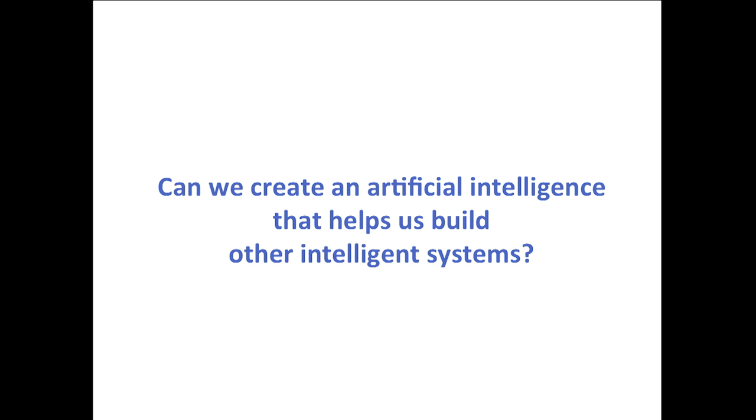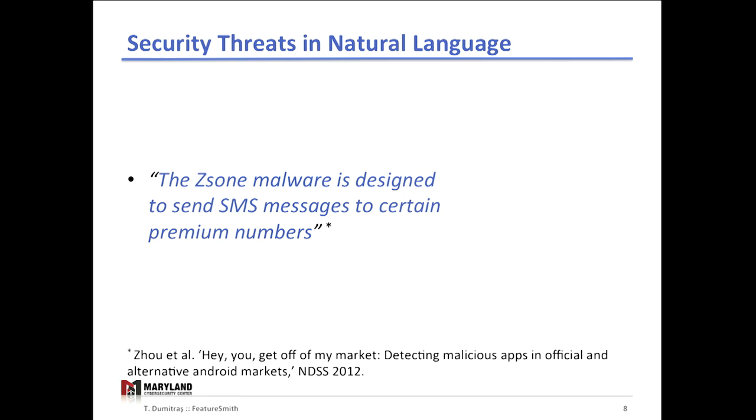So to do that, we need to understand first how security threats are described in natural language. So let's take a look at a couple of examples. This example says, the Z-Zone malware is designed to send SMS messages to certain premium numbers. Okay? So now, a security analyst reading this sentence would probably reach the conclusion that it talks about text messaging fraud. Right? But note that this conclusion is not based on purely linguistic clues. It is based on the analyst's knowledge that sending stuff to premium numbers can be related to fraud.